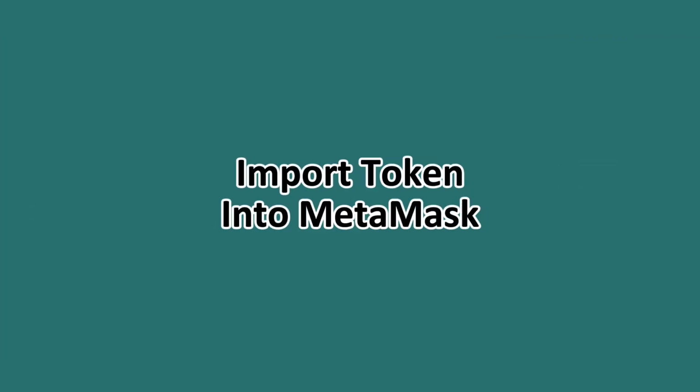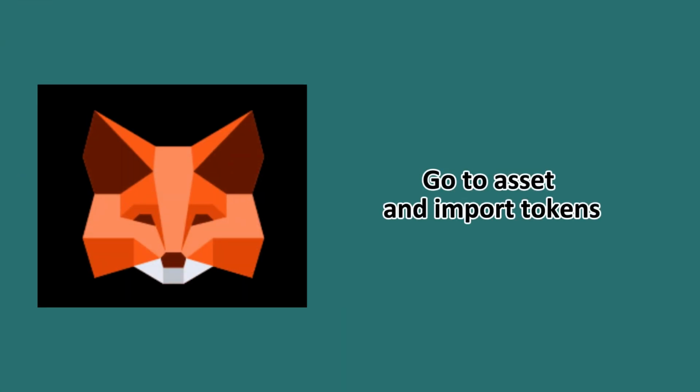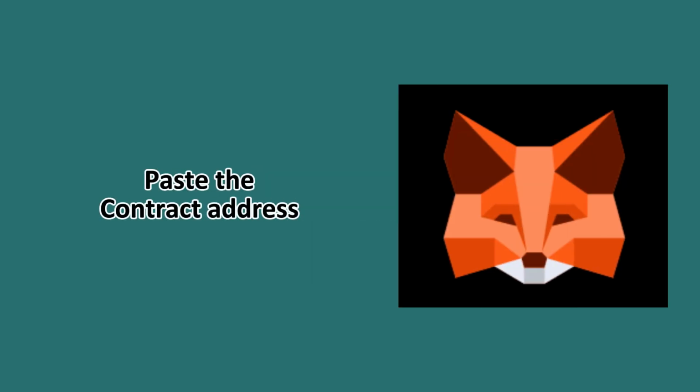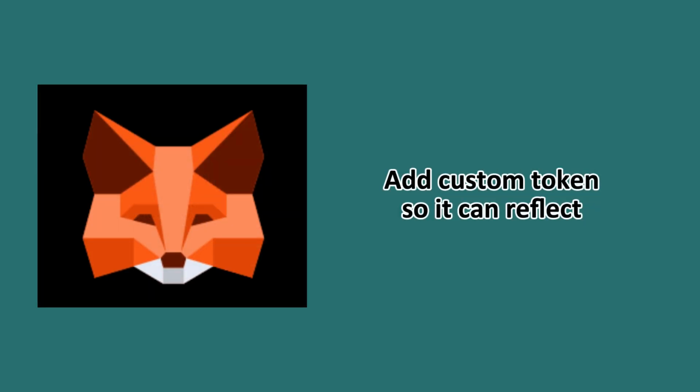And then lastly, you'll need to import the token into MetaMask. In MetaMask, go to Assets and Import Tokens. Paste the contract address and the token symbol should be automatically populated. Add the custom token to see it in your MetaMask wallet.